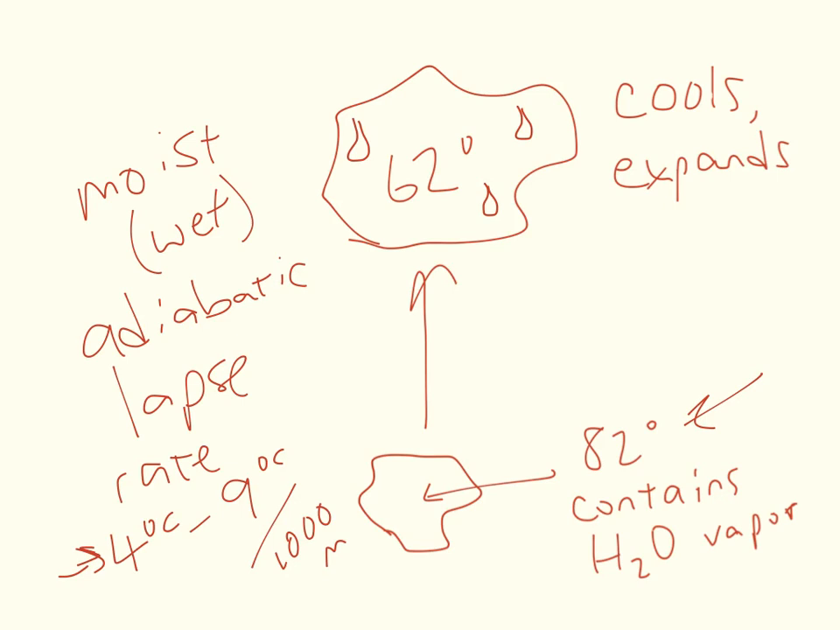So anyway, this is just a quick summary of the three different types of lapse rates. Environmental, which again changes based on the location. The dry adiabatic lapse rate, which is always the same, 10 degrees Celsius per 1,000 meters. And the moist adiabatic lapse rate, which can change based on how much humidity and whatnot you have. And that ranges from 4 degrees to 9 degrees Celsius per 1,000 meters.